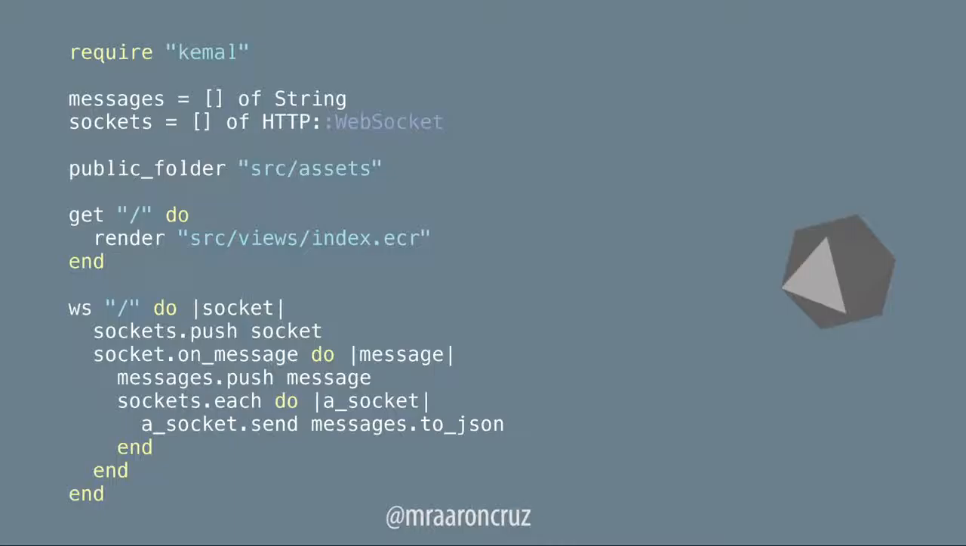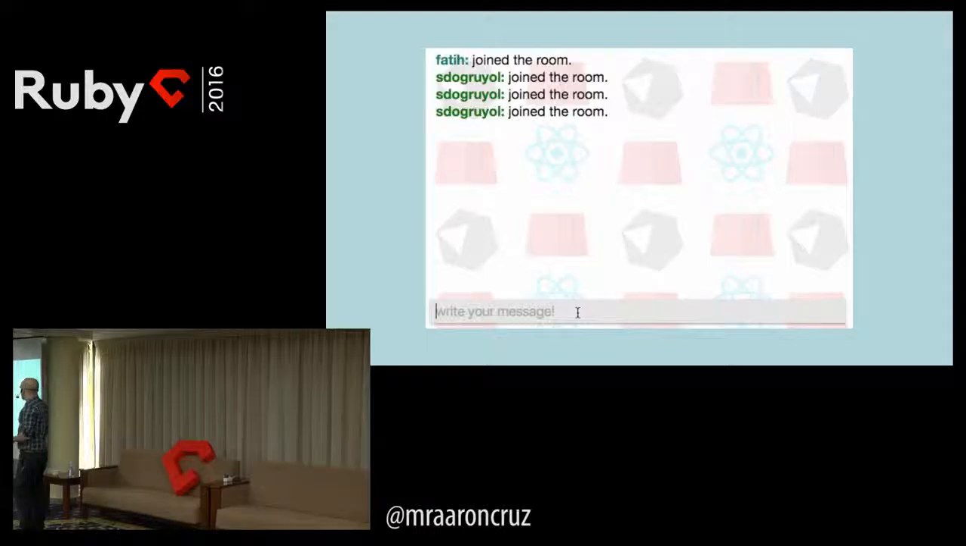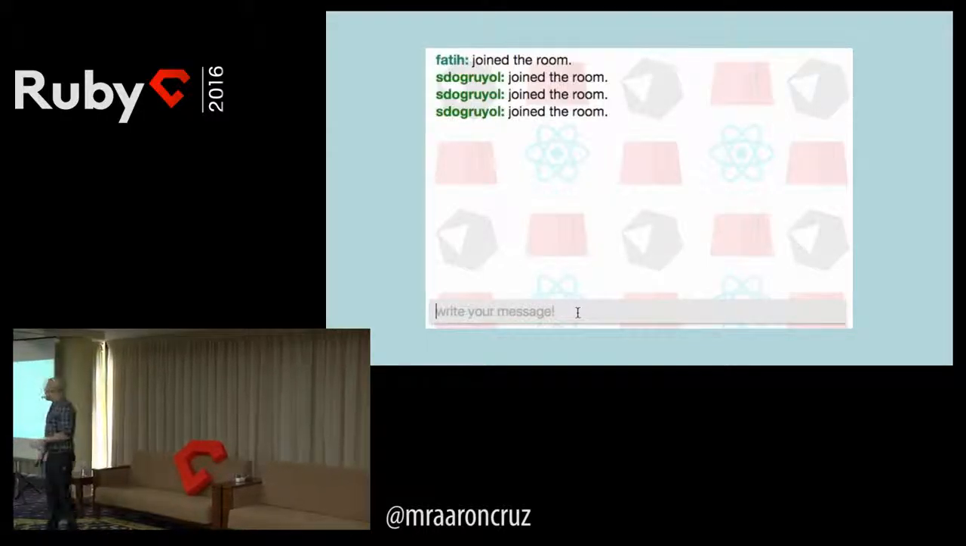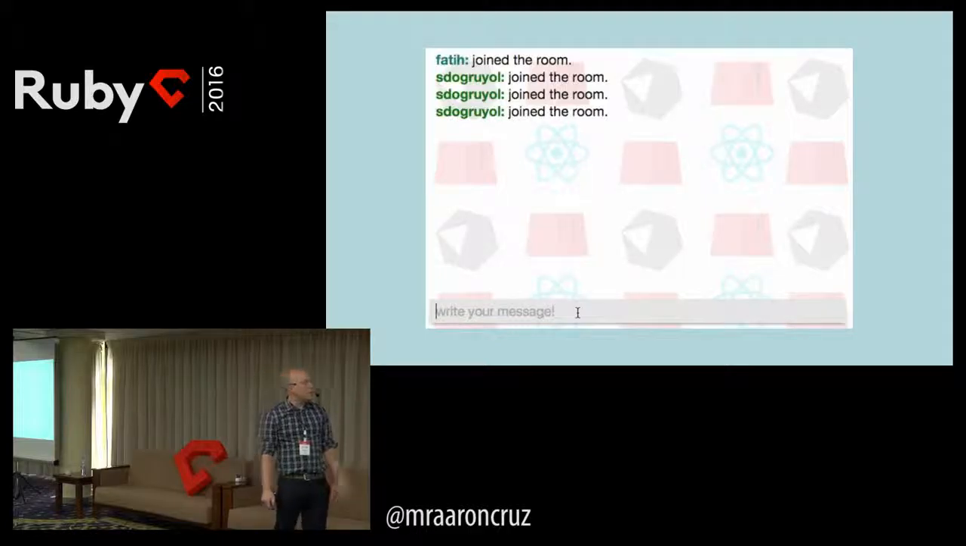You can see this WS would be like the get or post or put for Sinatra, but WS is for WebSockets. So this is just a WebSocket-ready server that is a chat server, and we can look at the chat server actually going. This is Fatih and Serdar talking to each other. They like talking to each other on chat with Crystal, not on Crystal, but with Crystal.